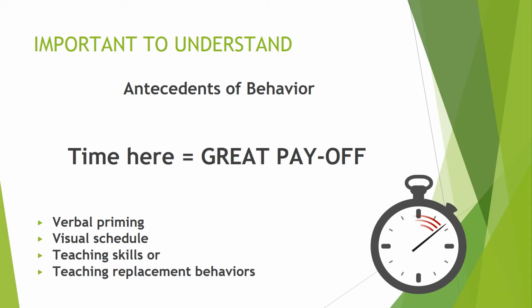Some of the kinds of antecedent strategies are listed here, and again, we won't go into detail in these particular slides, but some are priming, verbal priming, using a visual schedule, and either teaching skills or teaching replacement behaviors for the behaviors that you're trying to decrease. I would say, if I had to give a percentage, you want to spend 80% of your time here in this antecedent place to create opportunities for children to do what it is that you are asking them or hoping that they do.